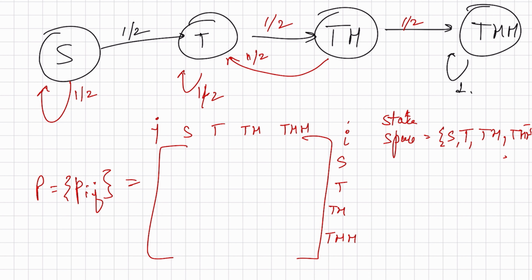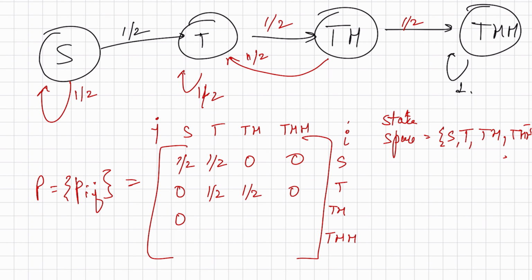So SS: half is the probability to stay here. S to T is half, and you can't go from S to TH, so it's going to be 0, 0 for THH. From T, you can't go back, but you can stay here with half probability, and you can also go to TH with half probability, but you can't jump to THH. From TH, you cannot go back to the starting state.